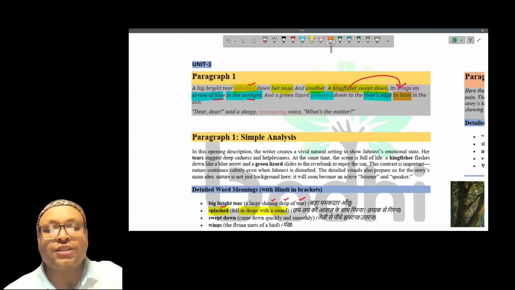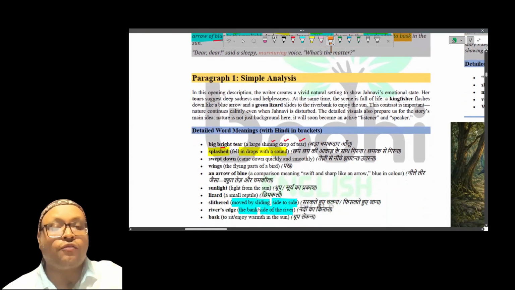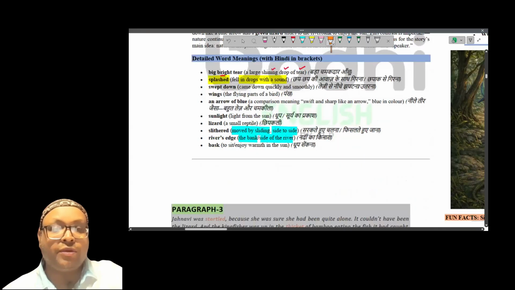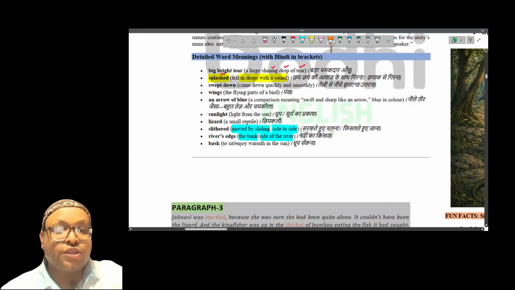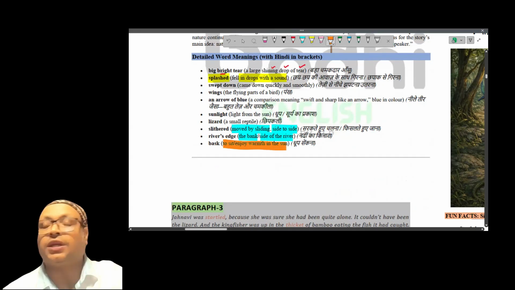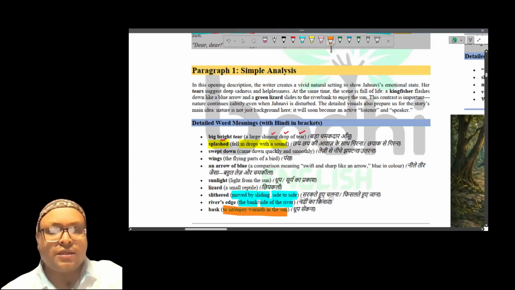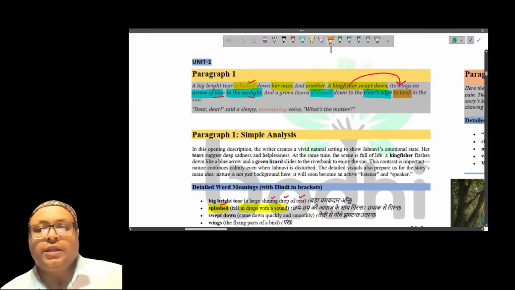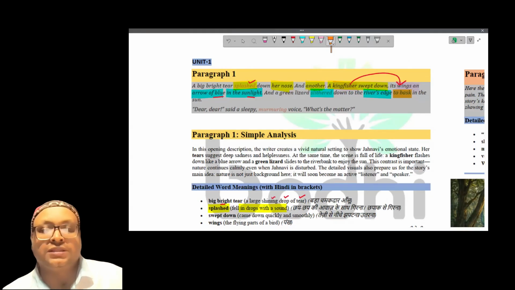Look at the word bask. We need to know the meaning of bask. What does bask mean? To sit or enjoy the warmth of the sun, right? And the lizard wanted to enjoy the warmth of the sun. That's why it was there in the sun. This is called basking.